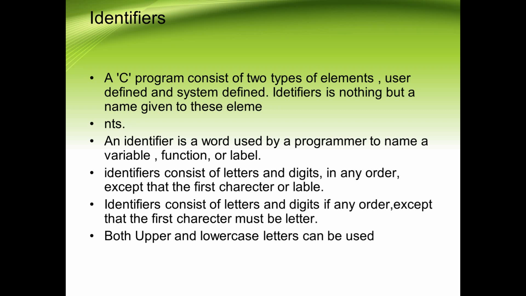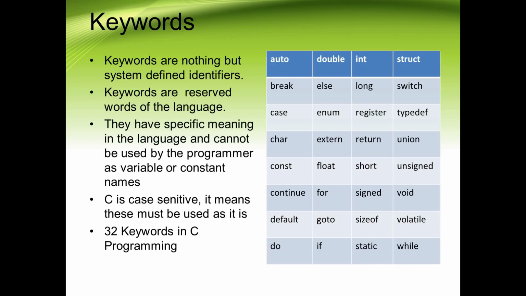An identifier is a word used by the programmer to name a variable, function, or label. When somebody in your college or your professor says identifier, you have to know that they are discussing variables, functions, or labels. It could be letters and digits in any order. An identifier consists of letters and digits, except that the first character must be a letter. Both upper and lower case are used in C.